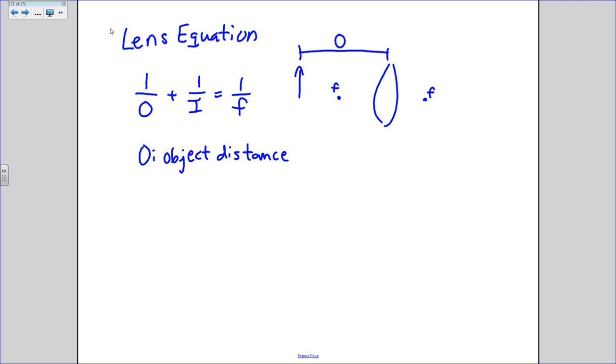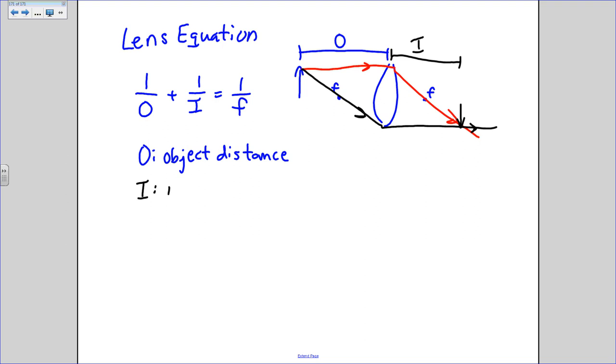Then if I think about the rays, I had two rays: one parallel to the axis through the focal point, and one through the focal point, parallel to the axis. So my image is going to be over here. That's just like the ray diagram I did before. And so this distance is my image distance. So I is the image distance, and O is the object distance. This equation is on your equation sheet, and you just need to practice to make sure you know how to use it.